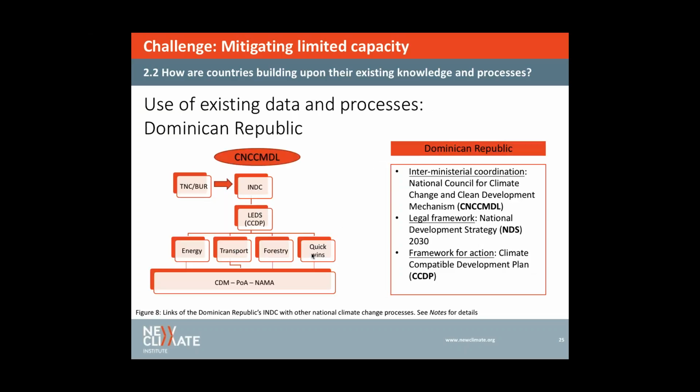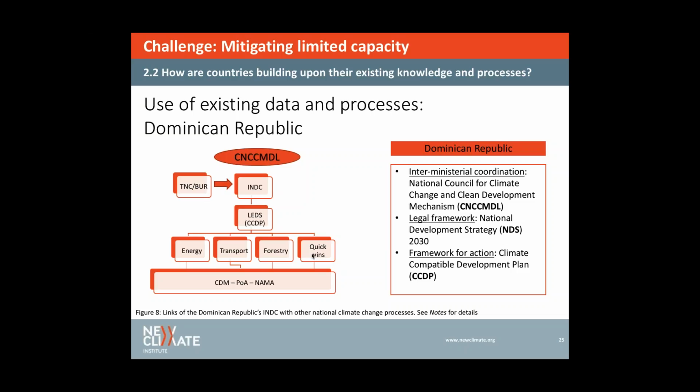Let me give you 3 examples here. One is the Dominican Republic. They were basically able to build upon existing data and processes. On the right-hand side here, you can see they already have an interministerial coordination set up, which they used for this process. They had a legal framework from the development strategy, and they had a framework for action from the climate compatible development plan.